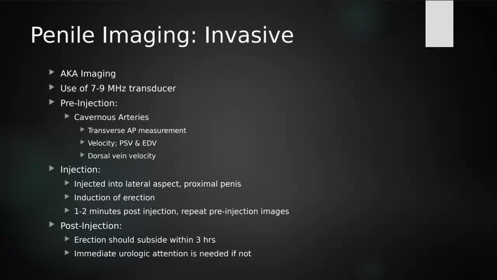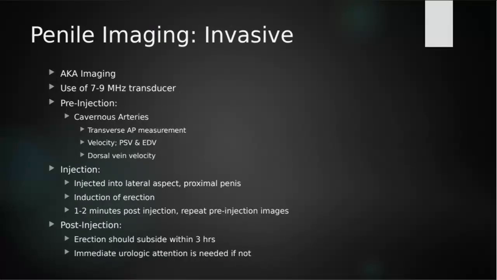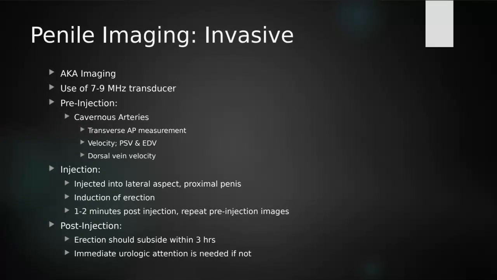Then we also have the invasive aspect of penile imaging. So we're using our machine to help us document the cavernous arteries of the penile tissue. I do have a diagram in a few slides, so we'll look at that again in a second, but we're actually documenting those arteries with images. We're obtaining a velocity. We're also looking at the dorsal vein of the penile tissue as well.